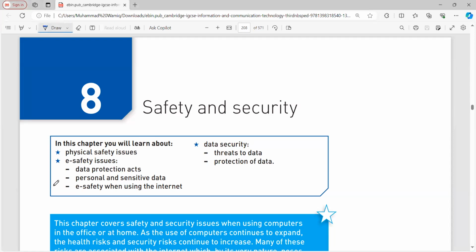E-safety issues are concerned with protecting us while we are connected to the internet, so that our sensitive or important data is not stolen, and we are protected while we are using the internet. We are also going to discuss some data security components, including the threats to the data and how we can keep it protected. So let's start this.